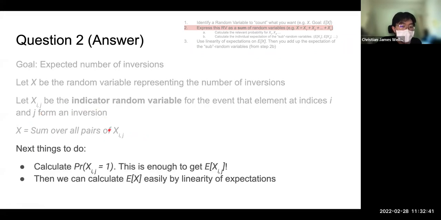The next thing we have to do is calculate the probability that Xij equals 1. What does it mean that Xij equals 1? Remember, it's an indicator random variable. It means that the event happened, that the elements at index i and j form an inversion. So just focus on those two elements and see whether they form an inversion or not. Because this is an indicator random variable, you get the expectation for free. The probability itself is the expectation. So we can calculate E[X] by the linearity of expectation.